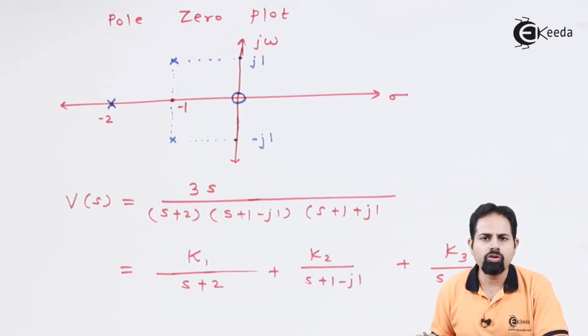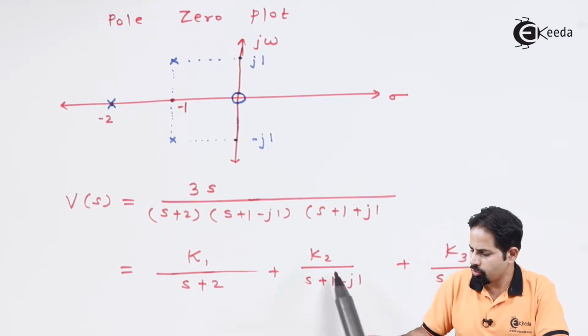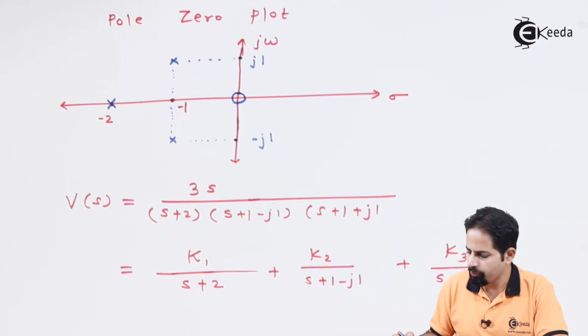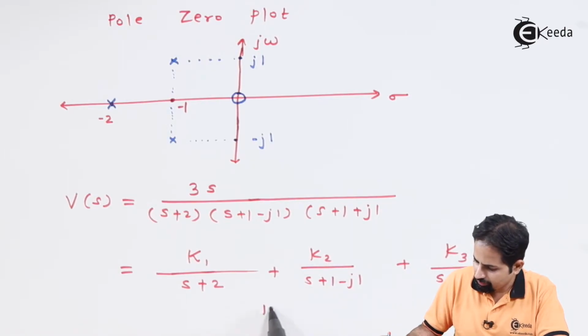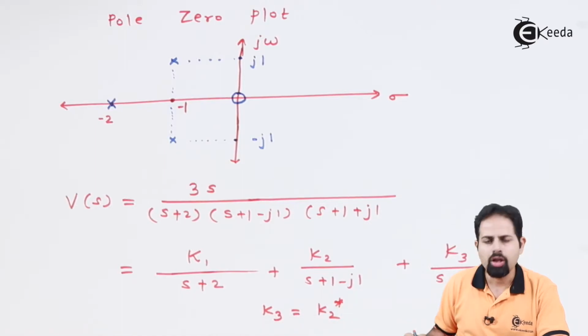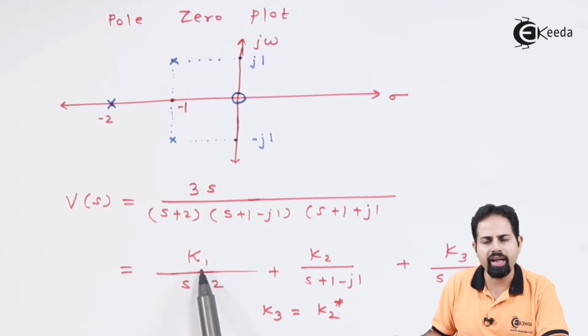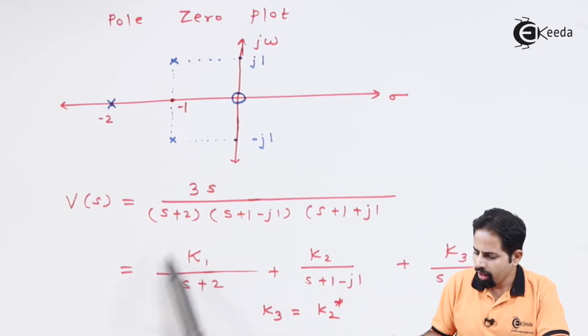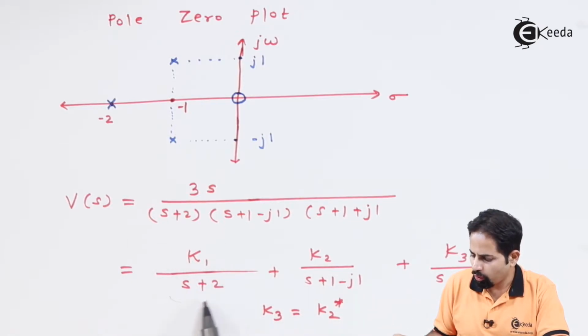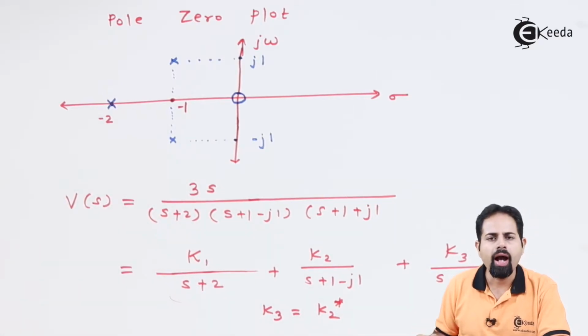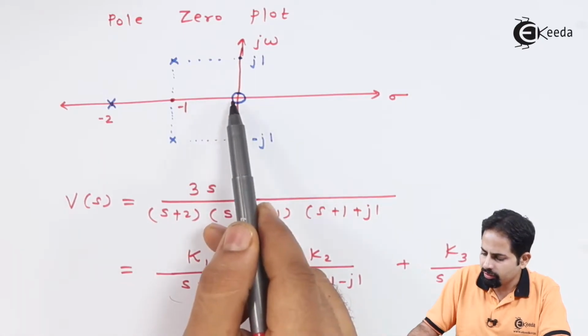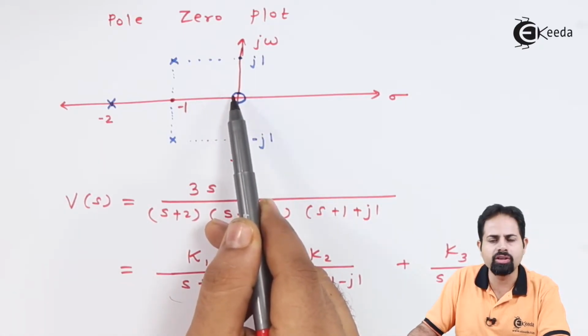Now for a complex conjugate pair, we know that this K3 is going to be the complex conjugate of K2. So if we find K2, we will get the answer. First we will find K1, then we will find K2. To find K1, we have to concentrate on the pole which is at S equal to minus 2, meaning this pole, and we should draw our vectors from the other poles and other zeros.